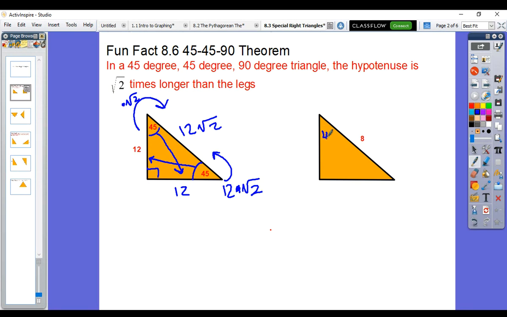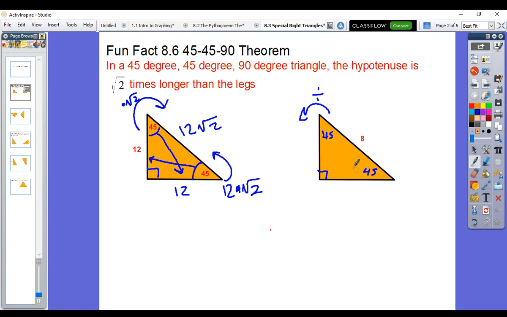So this is a 45-45-90-degree triangle. So let's say, hey, this is 8. It's the hypotenuse. If I want to know the legs, what would I do? Well, what's the opposite of multiplication? Yep, that is right. You are right. It is division. Yes, sir.